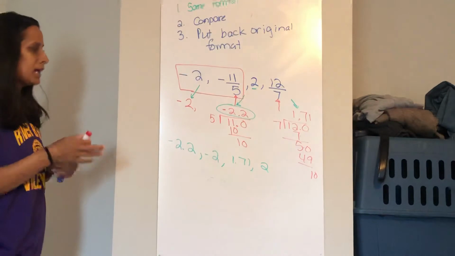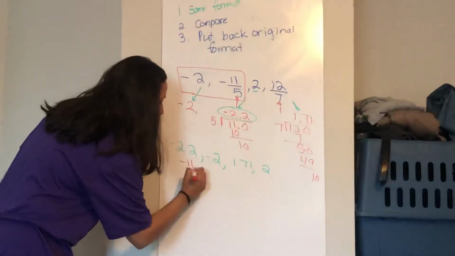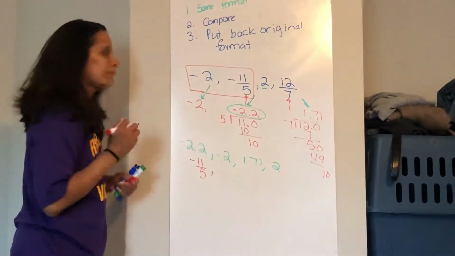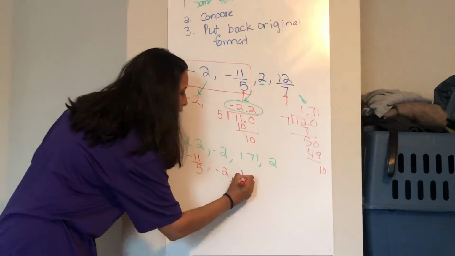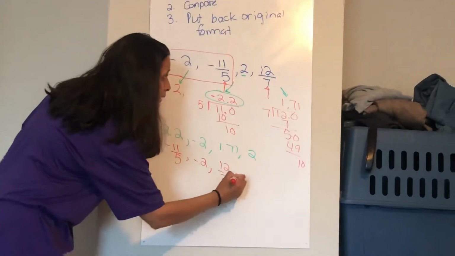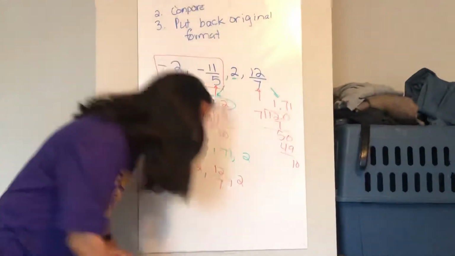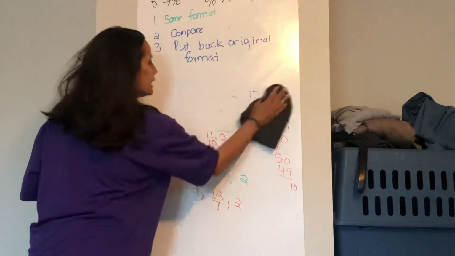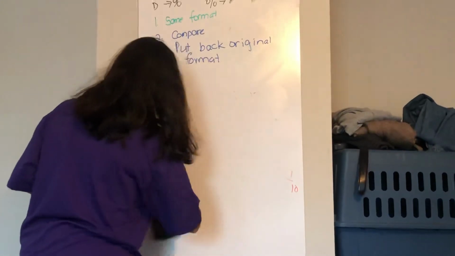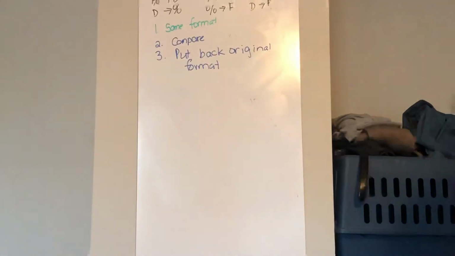Okay, when I do that, I will need to put this back in its original format. So it becomes negative 11/5, negative 2, 12/7, and 2. Okay, I like to change everything to decimals, but you can change it to whatever you feel comfortable. Okay, so let me do another quick example to make sure that you understand how to compare rational numbers.